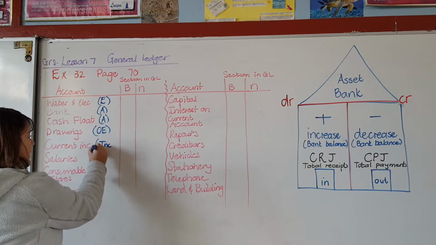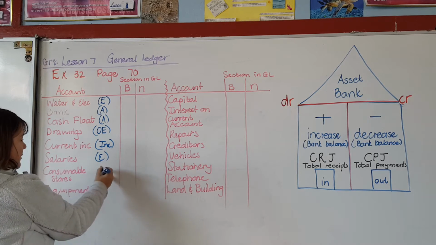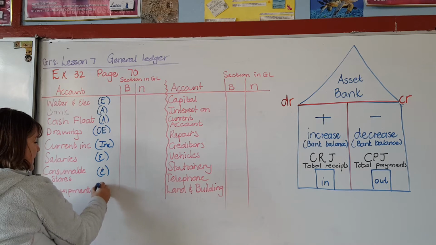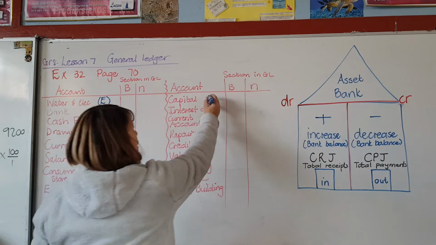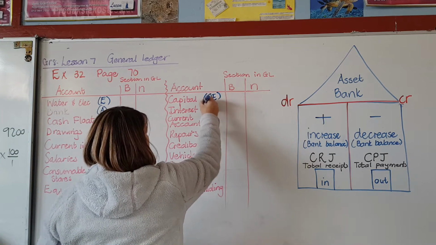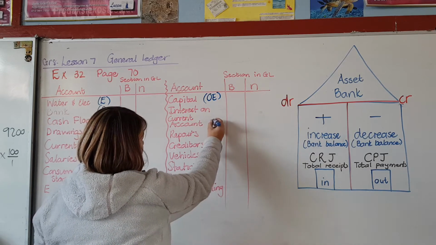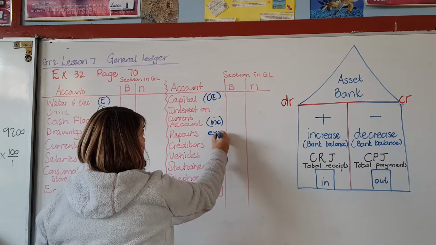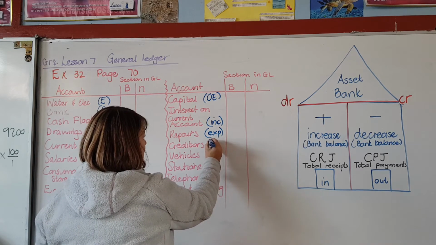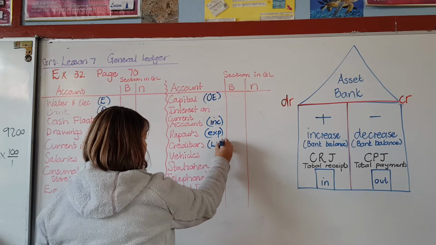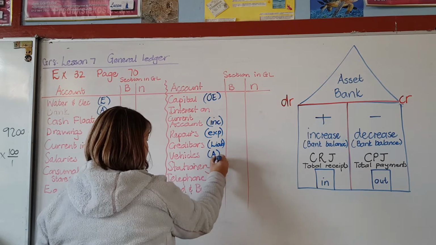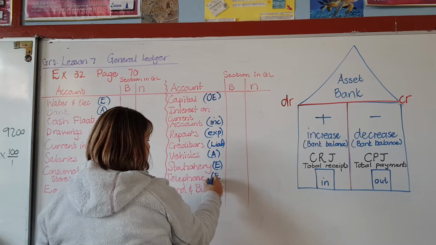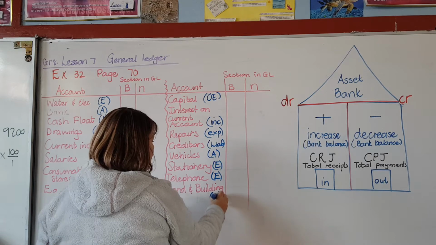Salaries is an expenditure. Consumable stores is an expenditure. Equipment is an asset. Capital is owner's equity. Okay? Interest on current account is an income. Repairs is expenditure. Creditors are a liability. Vehicles is an asset. Stationery is an expense. Telephone is an expense. Land and building is an asset.